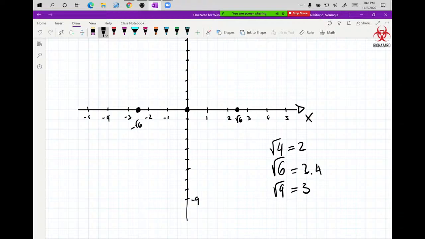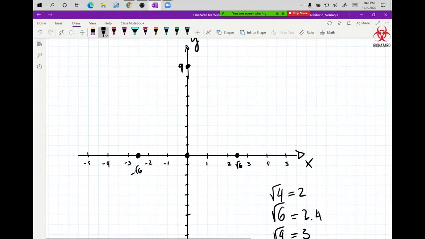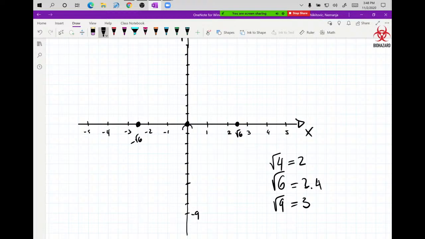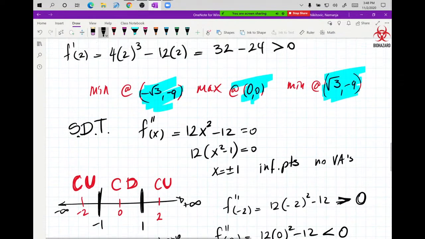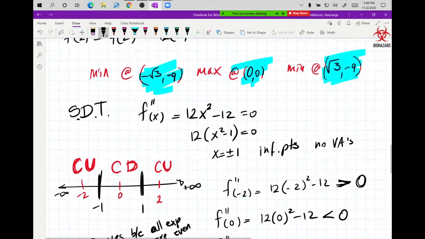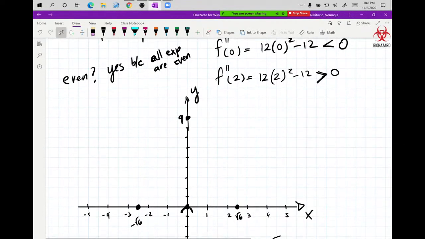Now, I also found out that 0, 0 was a maximum. And when something is a maximum, we get to put a little frown, right? A little frown on the maximum. And we found two minimum values at negative root 3, minus 9. Oh, I didn't have to go all the way up to 9 on the y-axis. Whatever, that's the y-axis. So I need root 3.